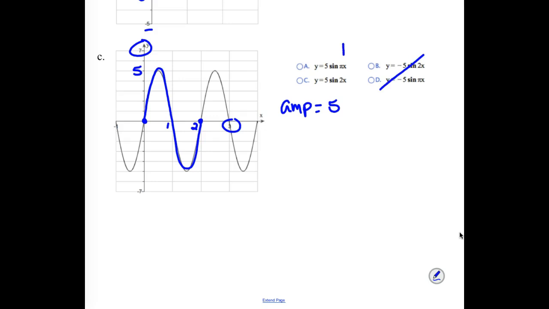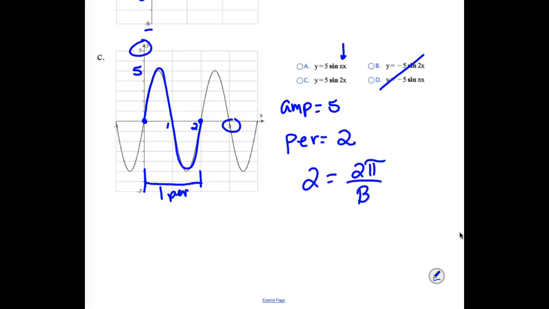And now I have to figure out my b term. We are getting 1 full period from here to here. So we're going from 0 to just a 2 instead of 2 pi. So if the period is 2, and our period is found by taking 2 pi divided by b, then b is going to have to be equivalent to pi to get those to drop out. So we need this solution.